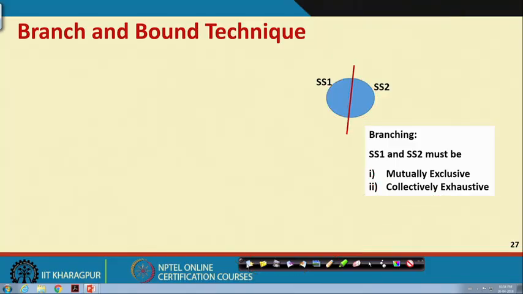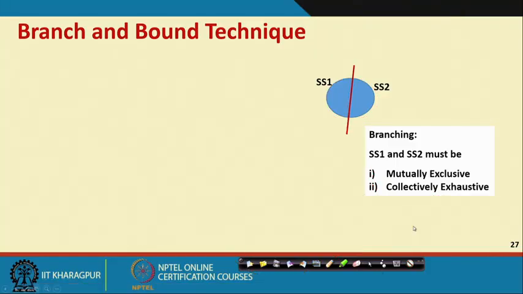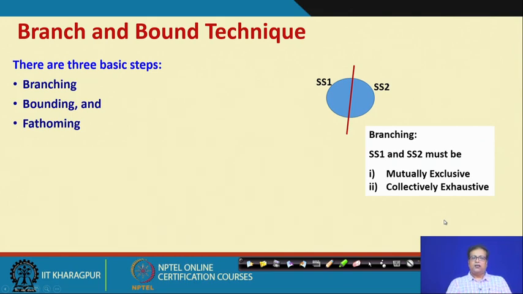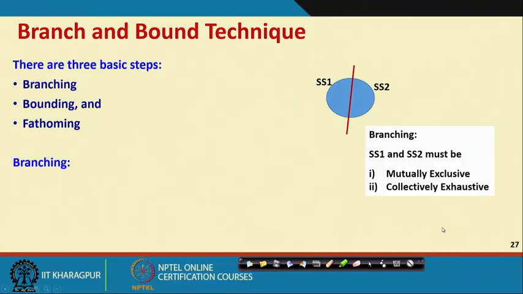So, let us look at a little more theory. These are the 3 basic steps: first one branching, bounding and fathoming. So, what we did, each problem we branched and then we found a bound for each branch, and accordingly for each branch we should know where to stop, that is called fathoming.